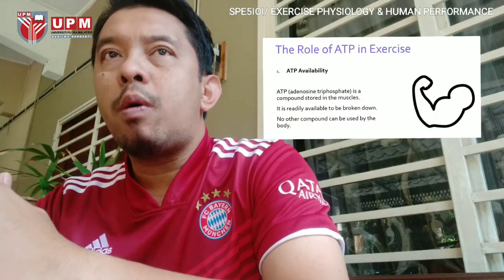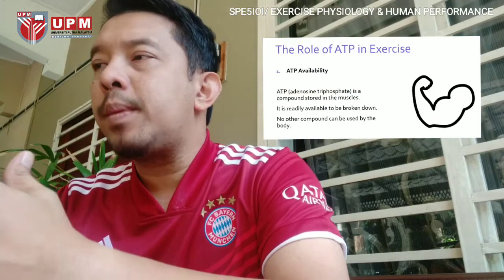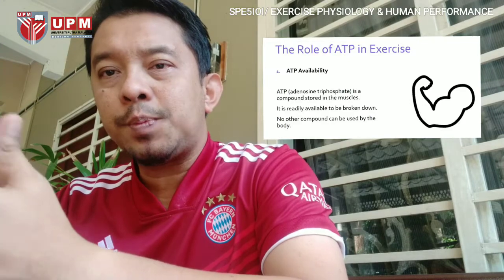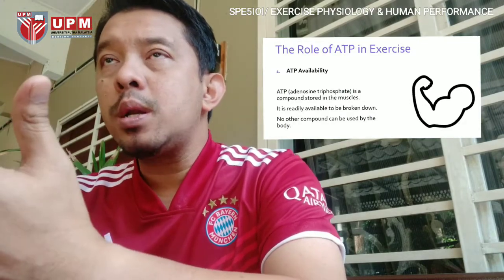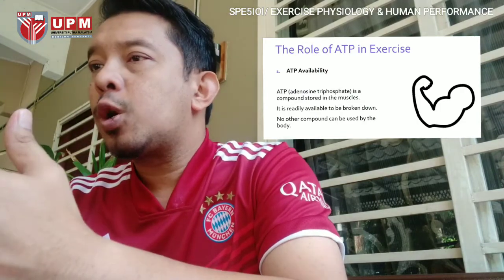Basically, ATP stands for adenosine triphosphate. It is a chemical compound stored in the body, specifically in the muscle, that is broken down to enable the muscle contraction.